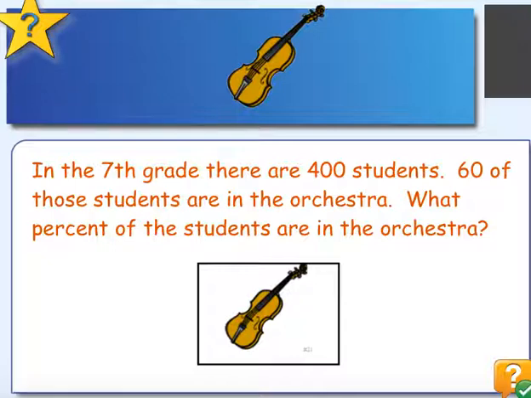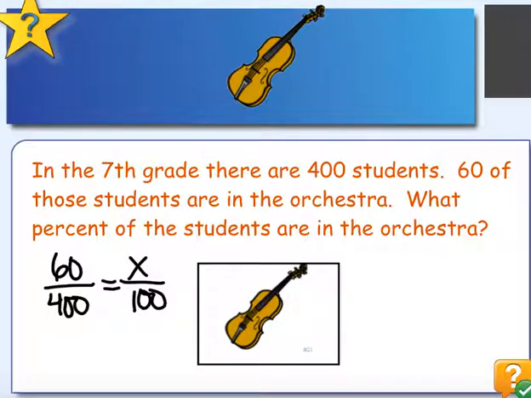In the 7th grade, there are 400 students. 60 of those students are in the orchestra. What percent are in the orchestra? Well, we know our part. 60 students are in the orchestra out of 400 students equals what percent over 100? Well, you could cross multiply, or you could see that something times 100 gives us 400, so something times 4 gives us 60, which would mean that x is 15. 15% are in the orchestra.